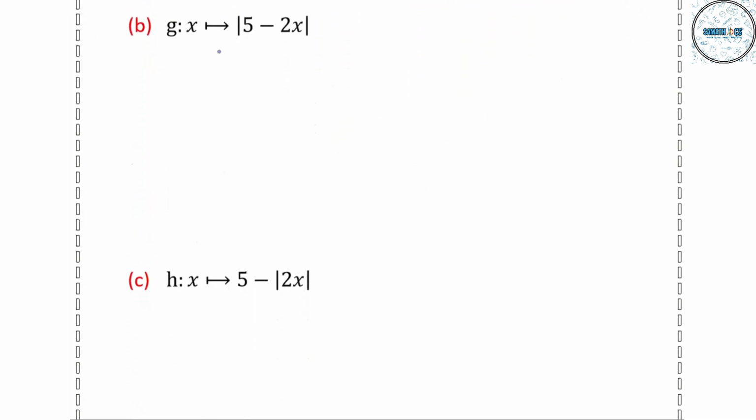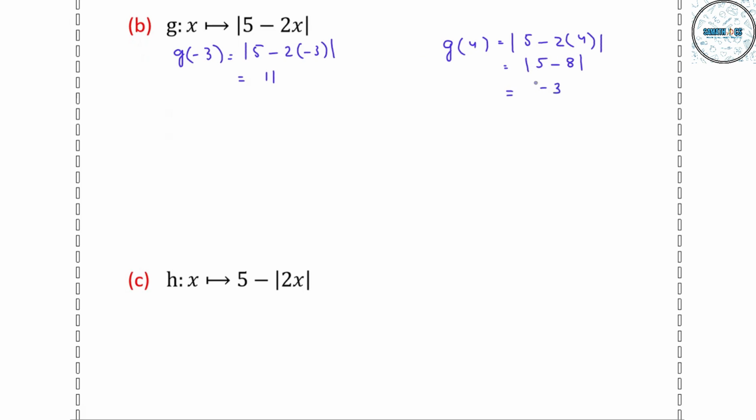Now we have g of x is equal to absolute of 5 minus 2x. First of all, we will substitute here minus 3. When we substitute minus 3 here, then it will be equal to 11. And when we substitute 4 here, then it is 5 minus 2 into 4, which is equal to 5 minus 8, which is minus 3. And absolute value of minus 3 is 3. It is an absolute function, so we have to consider the vertex as well.